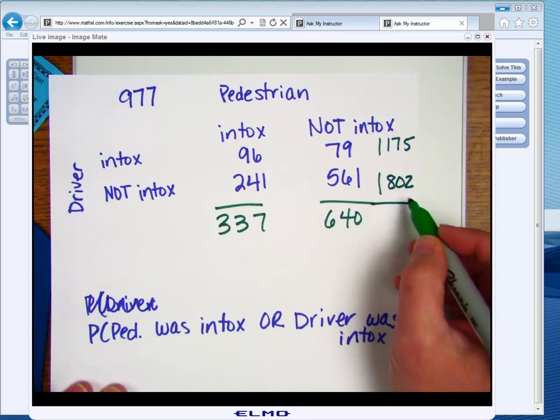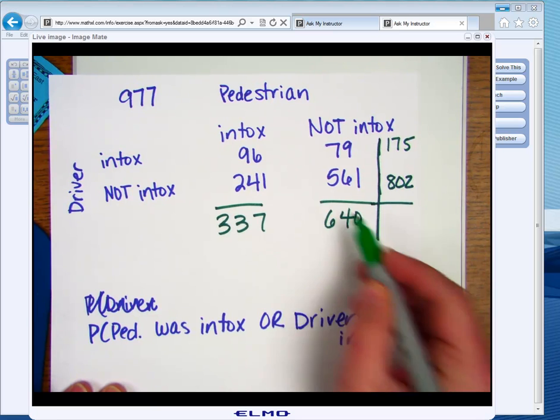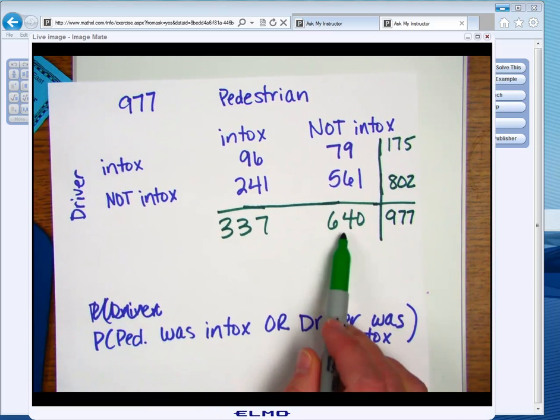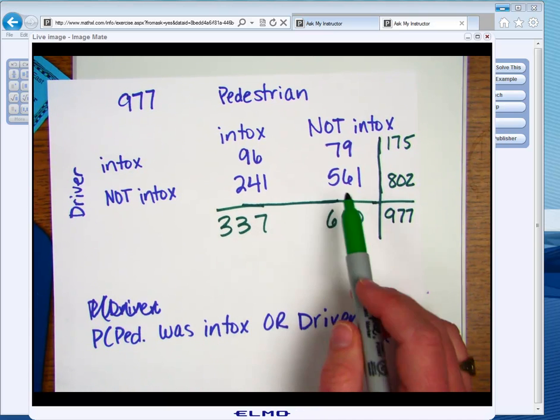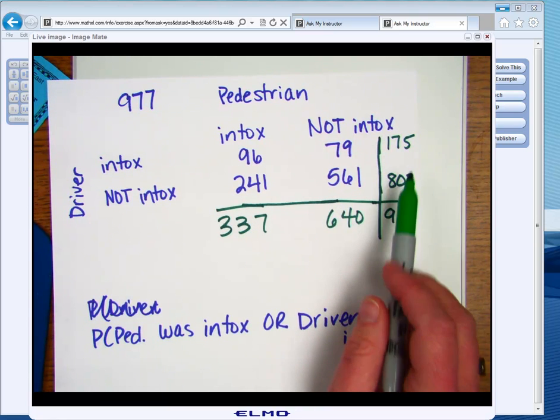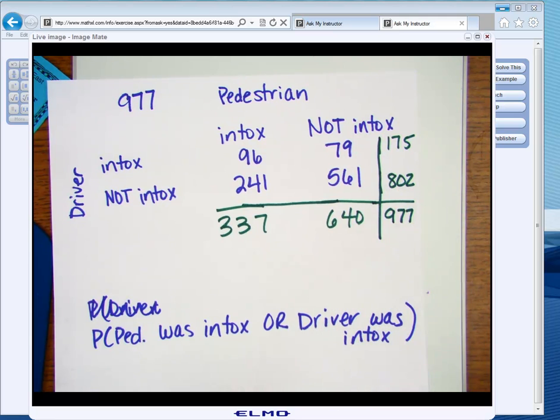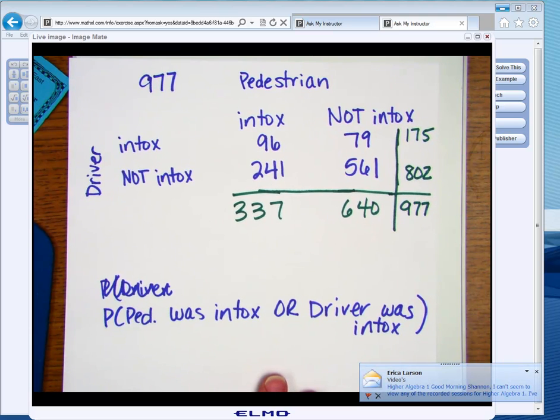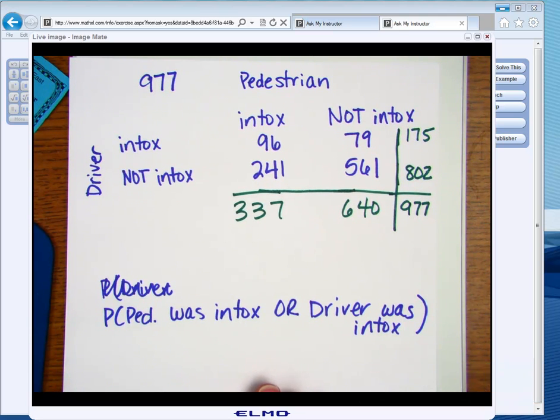Okay, and now if I add each of these together, I should end up with my total, 977. In other words, 640 and 337 gives me 977, and 175 and 802 gives me 977. Okay, so now I've got those totals. So now here's what we need to do.